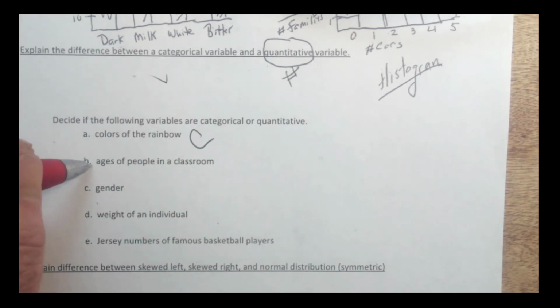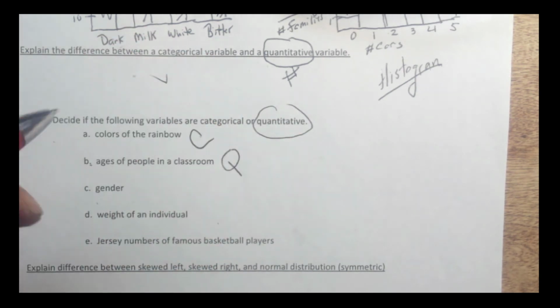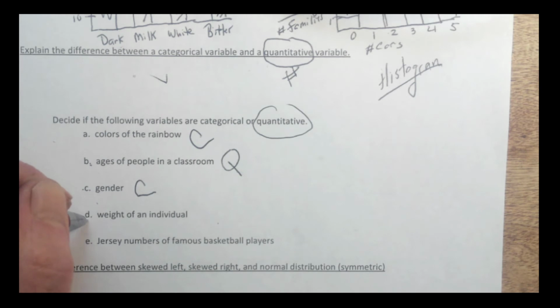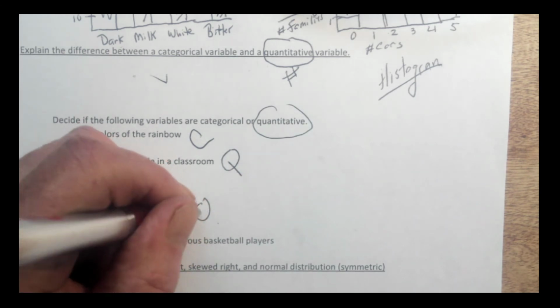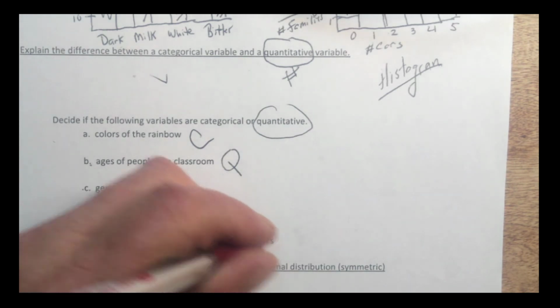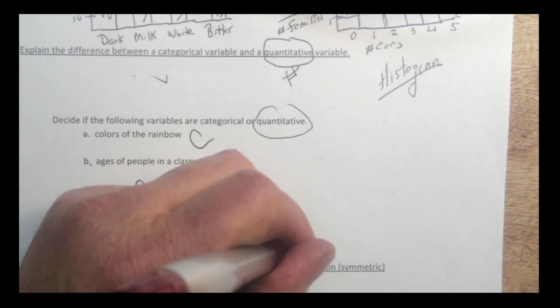Ages of people in a classroom, that's definitely quantitative information because it's numbers. Gender, I think New York City has 24 recognized genders, but they're words, they're categories. Weight of an individual, that's a number, it's quantitative. Jersey numbers of famous basketball players, that's a little tricky one. Well, it's numbers, so it's going to be quantitative.